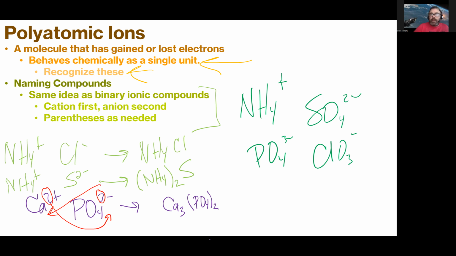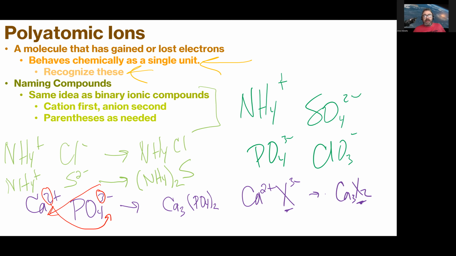We can think of this, and it might make it a little bit simpler when we're learning to do this. Since the PO4 acts as one unit, you can think of it as a Ca2 plus and just an X3 minus. In which case, you could turn this into a formula by saying Ca3X2, and then you can substitute PO4 for X to get the actual formula back. Both of these things are going to work as we go.